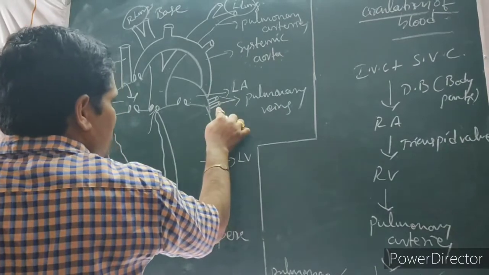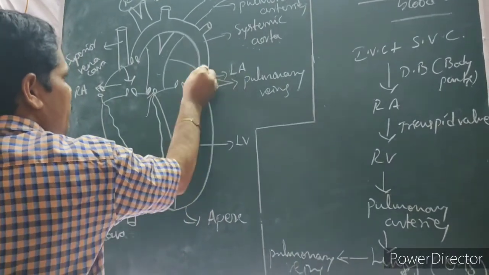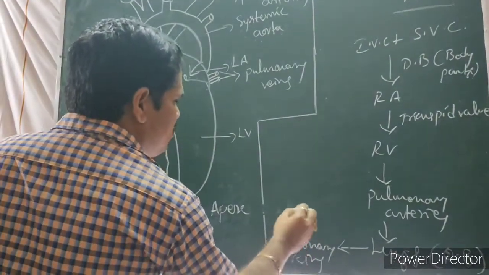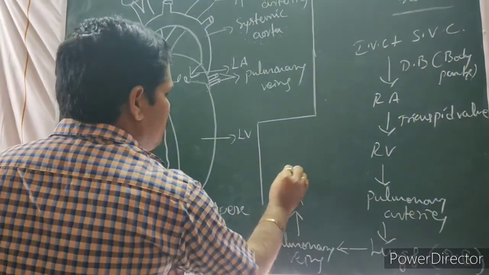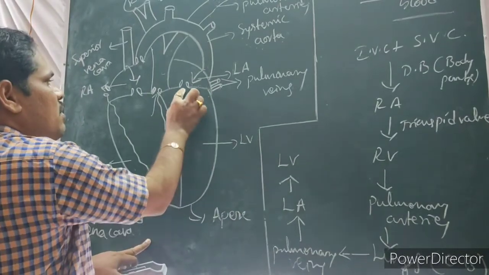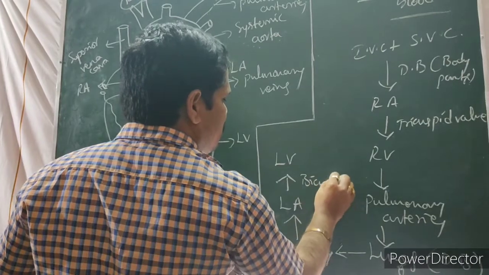From lungs to pulmonary veins, oxygenated blood is transferred and enters the left atria. So left atria, then what happened? Pulmonary veins to left atria to left ventricle. In between the left atria and left ventricle, what valve is there? Bicuspid valve.